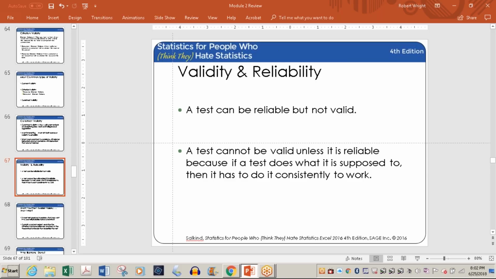A test can be reliable but not valid, meaning it can be repeatable, but it doesn't necessarily assess what it says it assesses. But it can't be valid unless it's reliable, meaning it can't be an accurate assessment of what it purports to assess if you can't repeat it. If you can only do it once, then there's no way of telling how you got those results. But if you can do it again and again, then you can say, yes, it does assess what it says it assesses, and it will do it every time, or at least a majority of the times. Okay? Does that make sense?